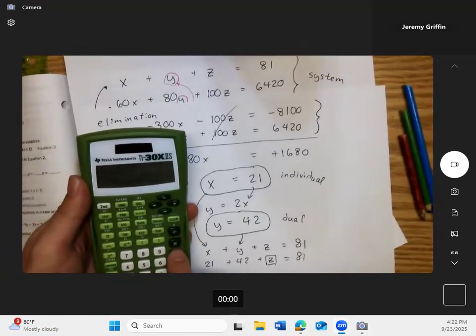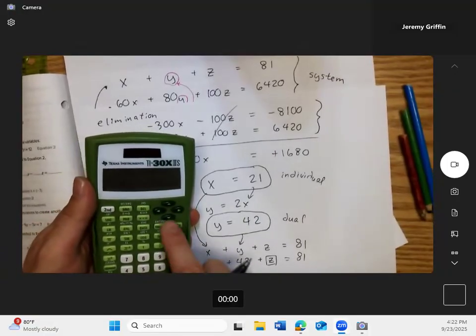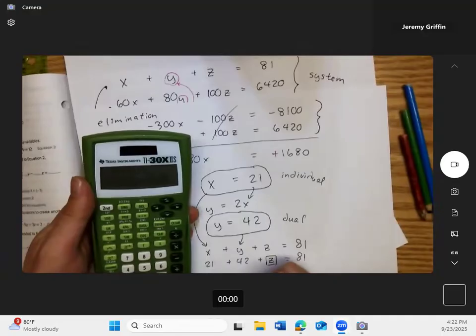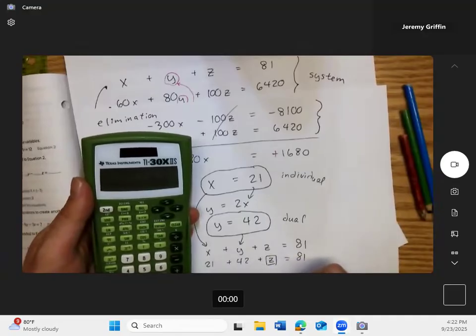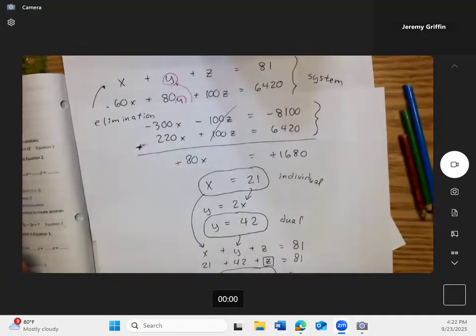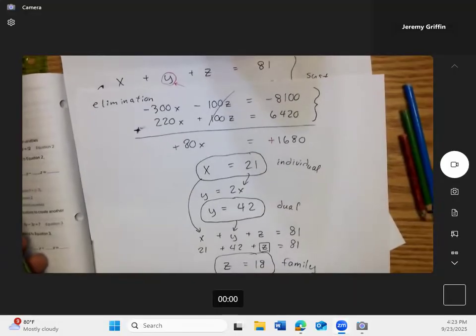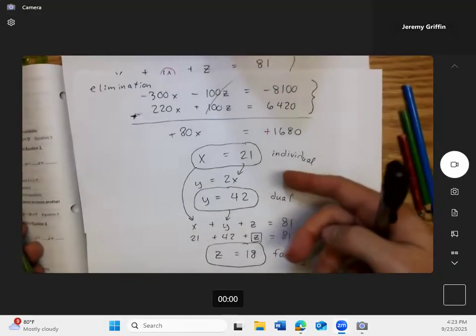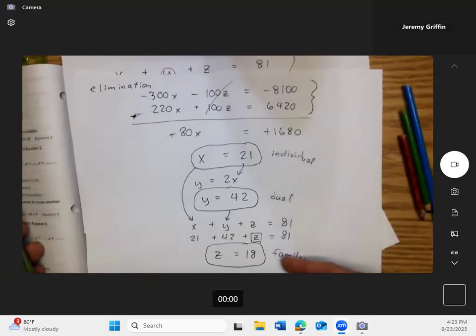So take 81, subtract out 21 and 42, which is 42. Okay. I'm getting 18, and that's family memberships, 18 family memberships. There you go. I got that. Okay. So there you go. That's the answer. And so 21 individual, 42 dual, 18 family.